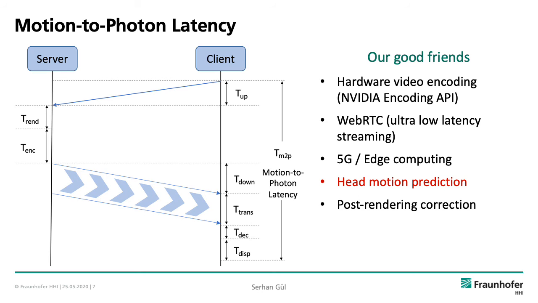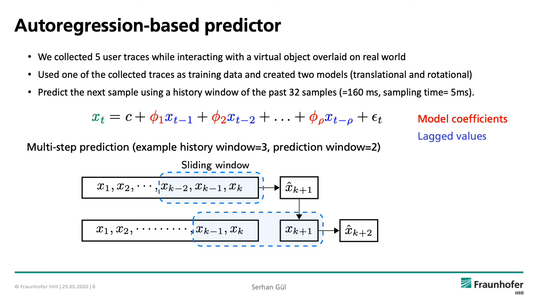In the next slide, we focus on the head motion prediction and the technique that we propose for integration in our system. We use an autoregression model to predict the future values of the head position and orientation of the user for a given look-ahead time. We developed our predictor based on the head motion traces collected while interacting with a virtual object overlaid on the real world. From Microsoft HoloLens, we obtained the position and orientation data and recorded 5 traces, one of which we used as training data for our autoregression model to create 2 different models for translational and rotational components.